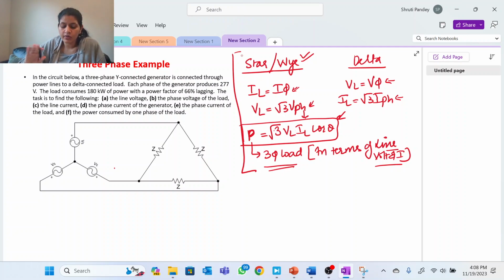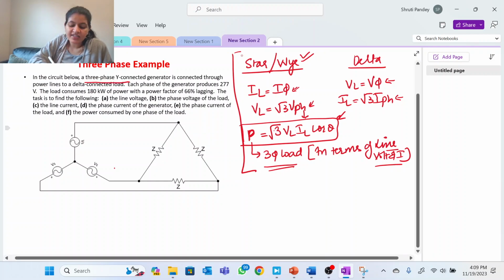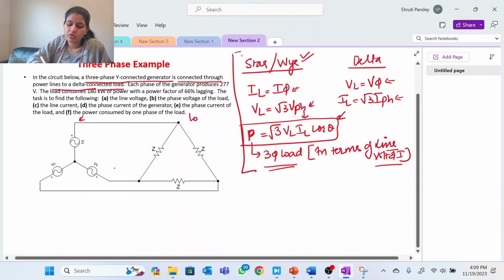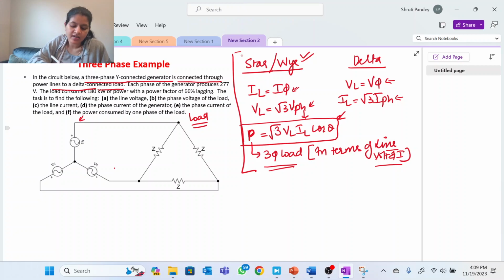We'll keep noting down what has been given in the question. It says a three-phase star connected generator is connected through power lines to a delta connected load. So this is the load, which is delta connected, and this is the generator source, which is star connected.